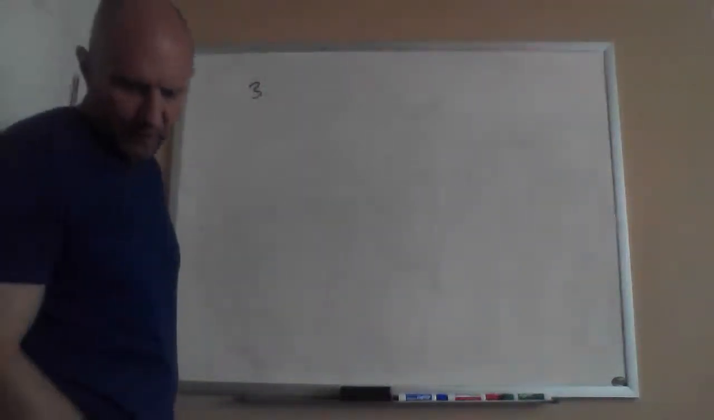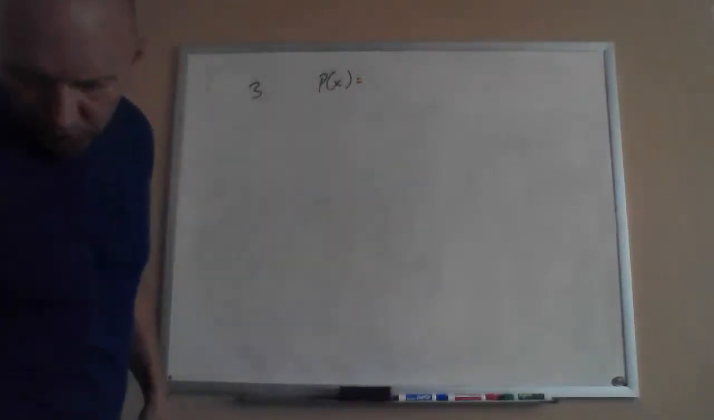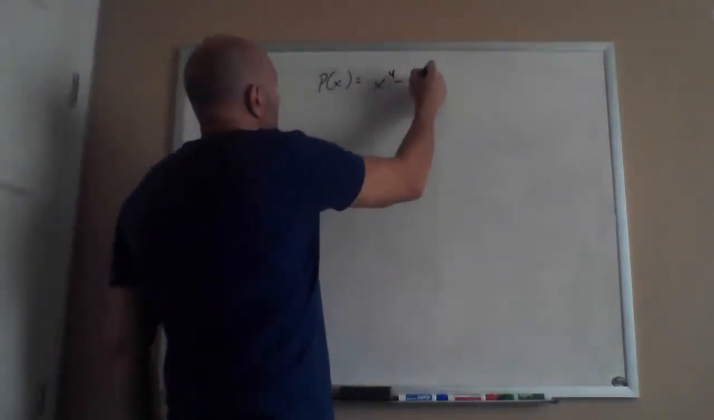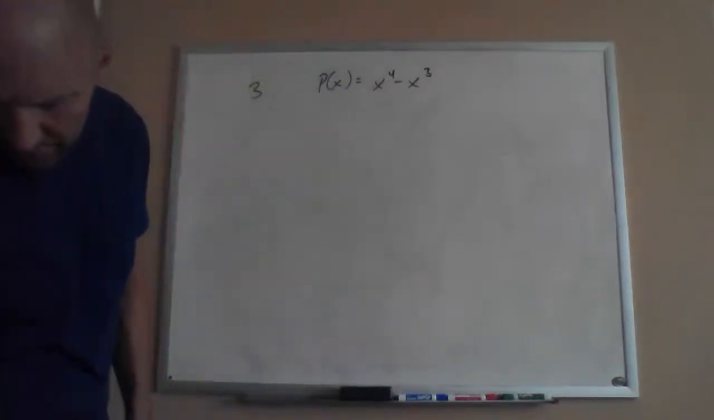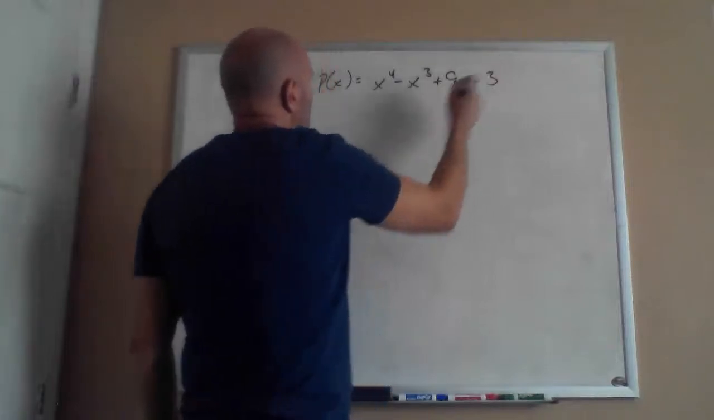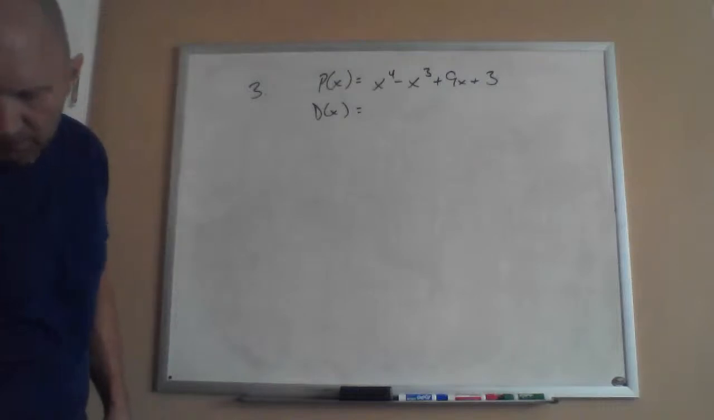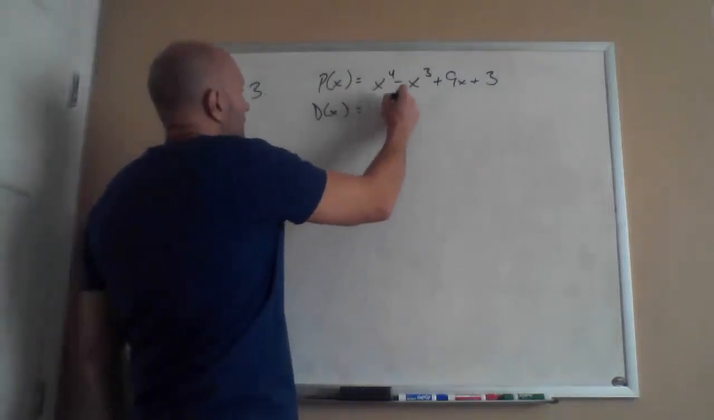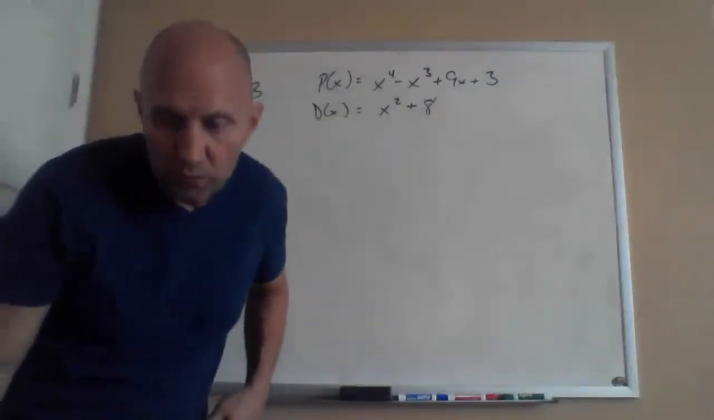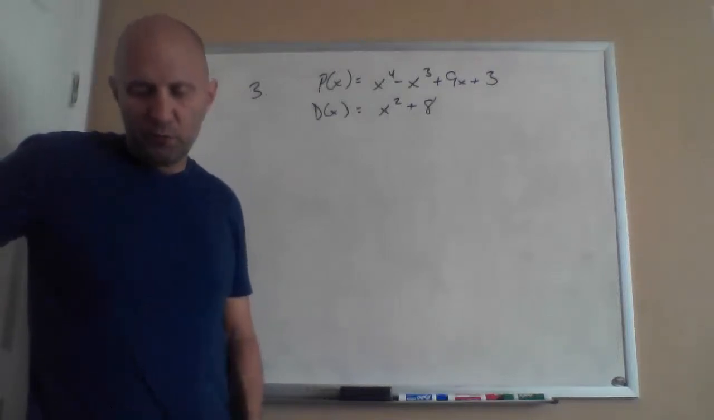We have p of x is equal to x to the 4th minus x to the 3rd plus 9x plus 3, and it's being divided by d of x, which is x squared plus 8. We do 2, 3, and 4. Well, we're definitely doing 3 and 4.